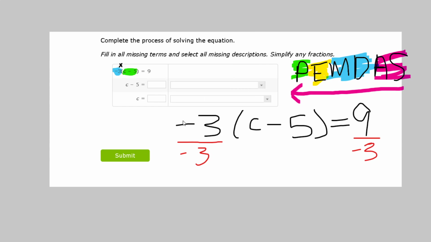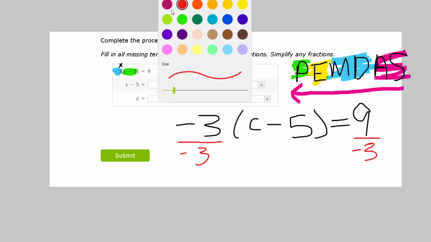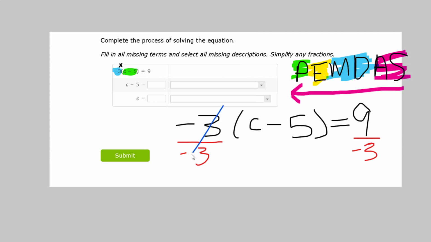And then since these are the same number, right, negative 3 divided by negative 3 follows the same rules, right? That's just 1. So that goes away. So that leaves us with just C minus 5. There's no need to write parentheses anymore. They went away. Now on the right side, we have 9 divided by negative 3. 9 divided by negative 3 is negative 3.